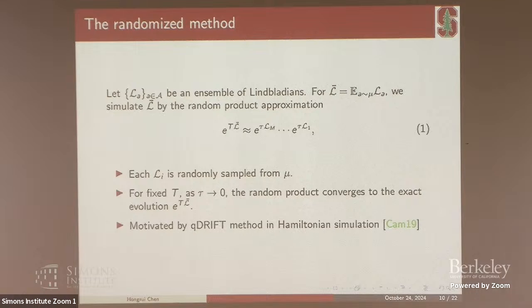This idea is motivated by the qDrift method in the Hamiltonian simulation context. And this method is of independent interest for the simulation of some physical systems. But here I will just focus on the application in quantum Gibbs sampling. So basically, using this method, we can handle a large number of quantum jump operators, and it might be helpful for Gibbs sampling.